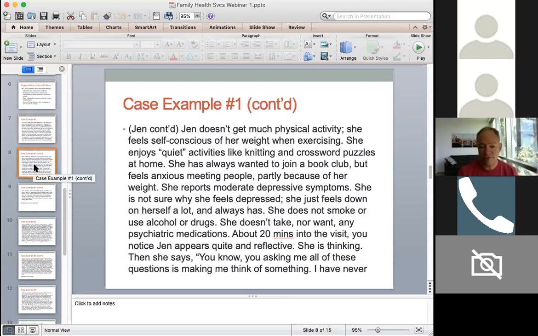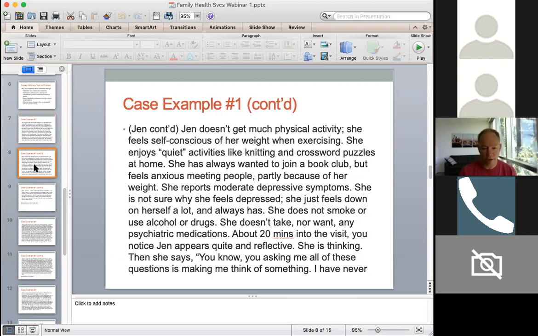Jen doesn't get much physical activity. She feels self-conscious of her weight when exercising. She enjoys quiet activities like knitting and crossword puzzles at home. She's always wanted to join a book club, but feels anxious meeting people, partly because of her weight.